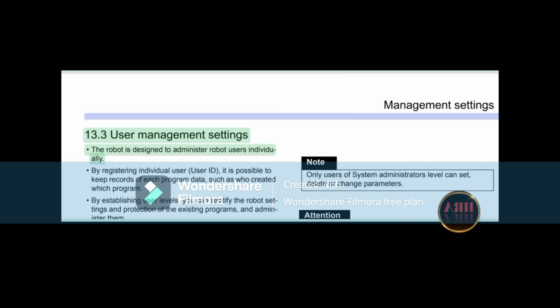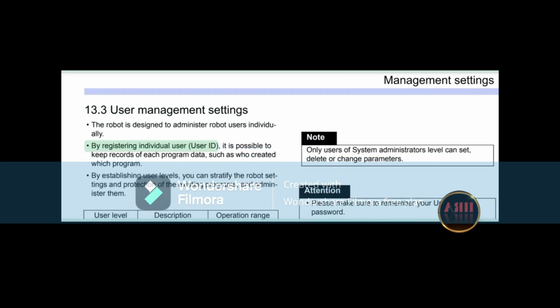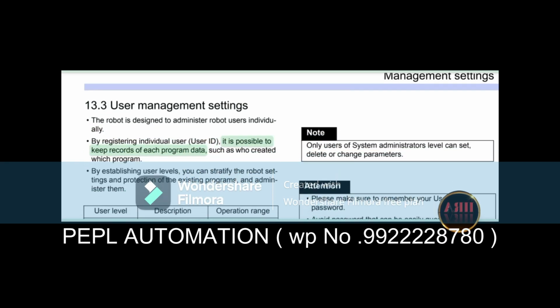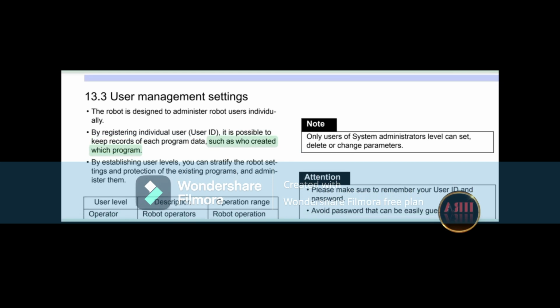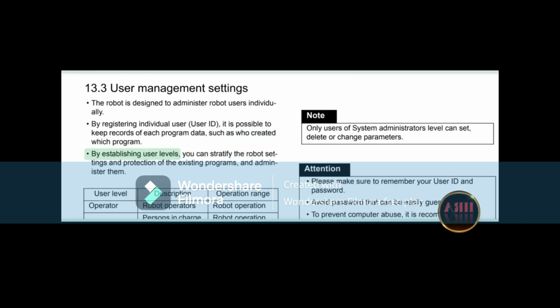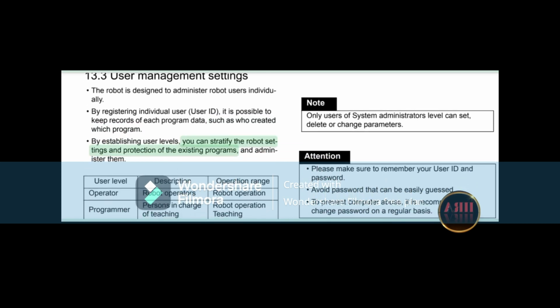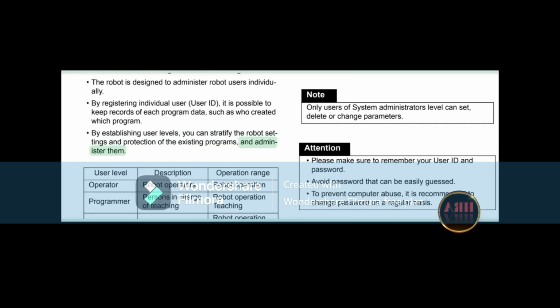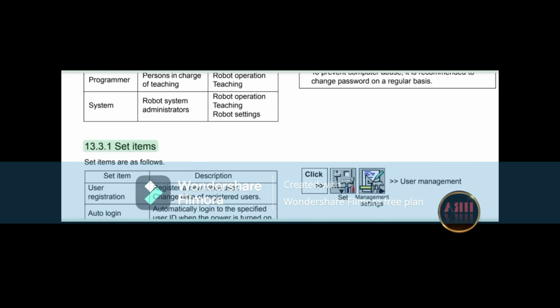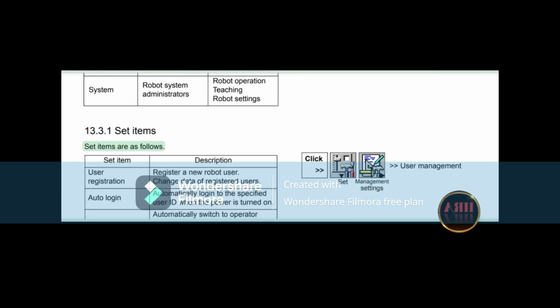13.3 User Management Settings. The robot is designed to administer robot users individually. By registering individual user IDs, it is possible to keep records of each program's data, such as who created which program. By establishing user levels, you can stratify the robot settings and protection of the existing programs, and administer them. 13.3.1 Set Items. Set items are as follows.